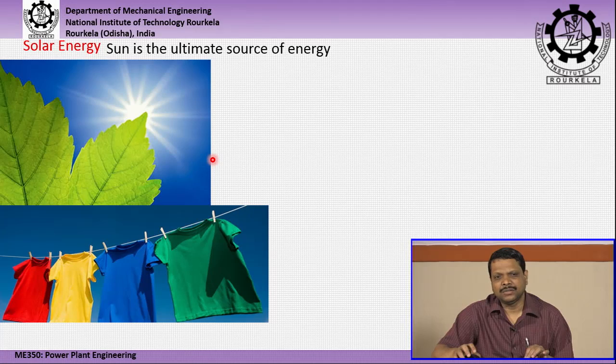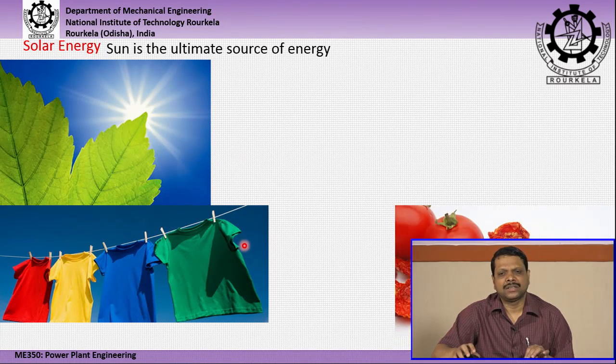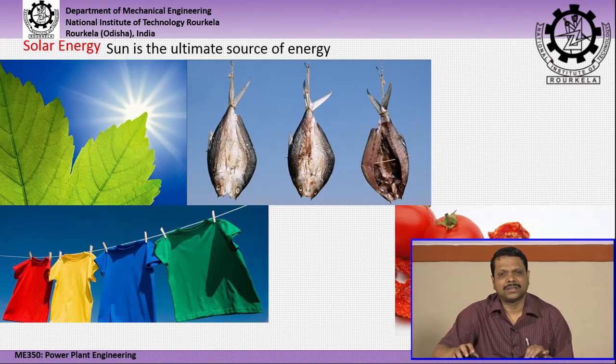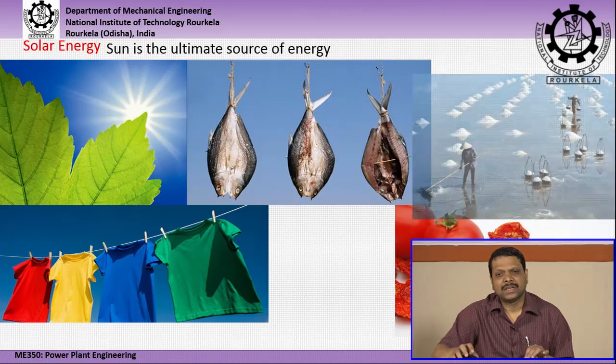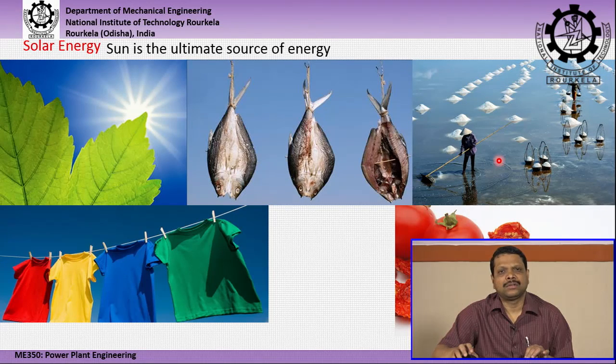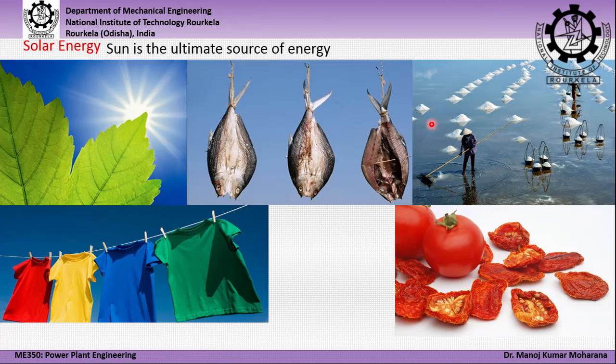In addition to this, we use solar energy in our day to day life for basic purposes like drying clothes, fruits, vegetables, and fish also. We are even getting salt out of sea water with the help of solar energy, where we evaporate the water and are able to collect the salt.